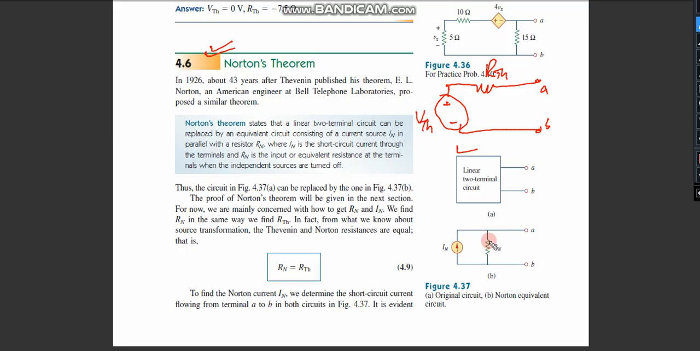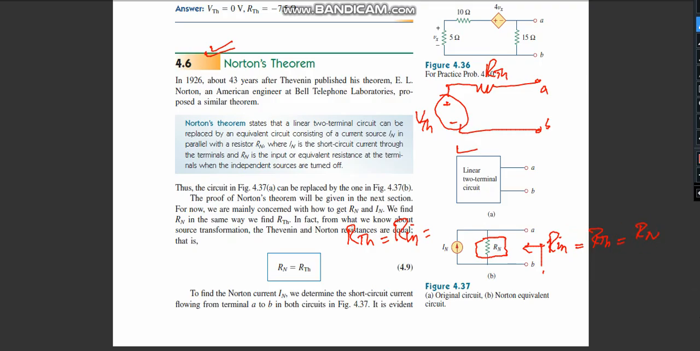So basically, how do we find Rn, the Norton resistance? The Norton resistance can be calculated exactly in the same way as we calculated R Thevenin. Remember, R Thevenin was found when you make these terminals open, and then you determine the total input resistance, which is equal to R Thevenin. So it is actually the R Norton as well.